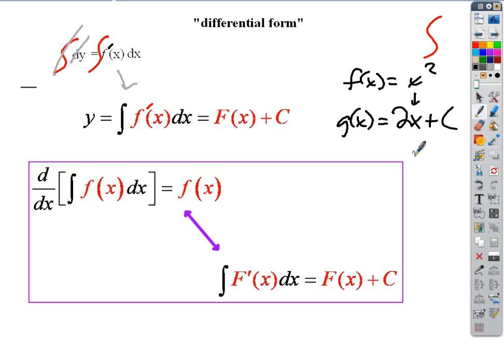No, g of x is the derivative. Oh, hang on. Sorry, it's messed up. That's the derivative, right? Yeah, there you go.